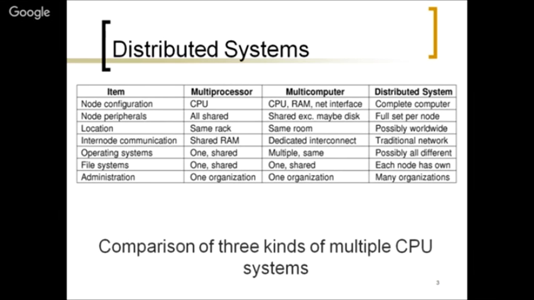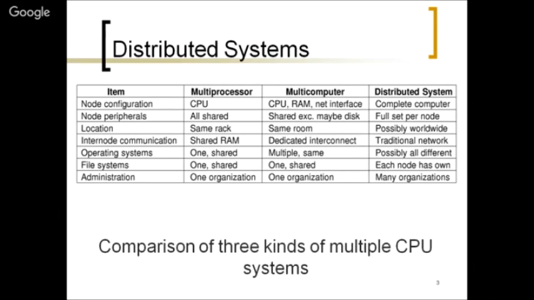Then location means the same rack. Everything is in the same rack. Then multi-computer, you can say in the same room. Okay. Then possibly worldwide in a distributed system. Then inter-node communication using a shared RAM. Then we have dedicated interconnect. Then we have traditional network, right?